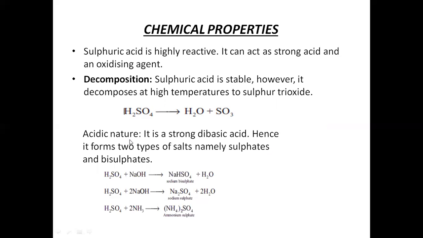Next one is the acidic nature. Acidic means it releases H+ ions. It is a strong dibasic acid. We call it dibasic because it has two hydrogens and removes two hydrogen ions. Hence it forms two types of salts, namely sulfates and bisulfates.